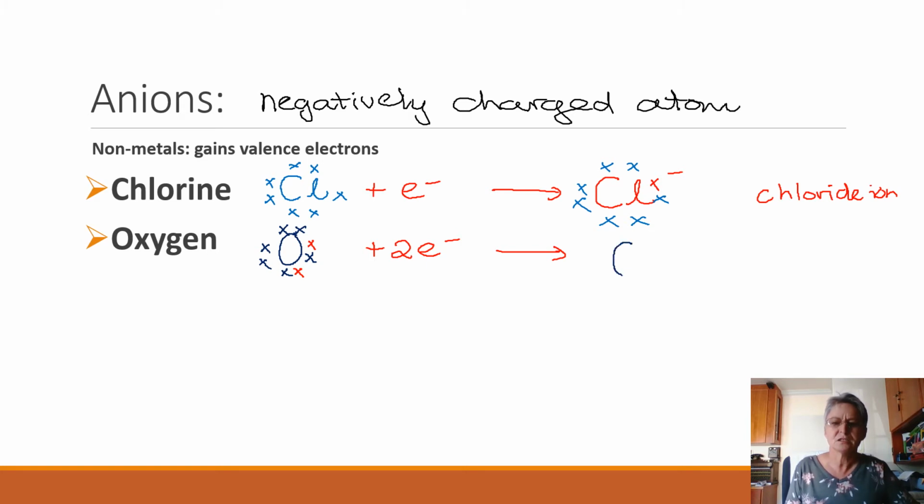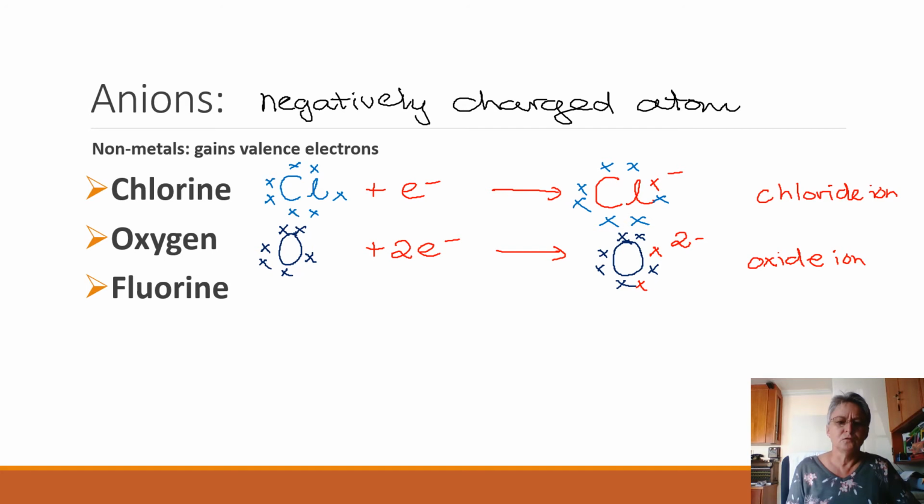So the oxide ion will have the 2 extra electrons. That gives it a negative charge, 2 negative charge. So the 2 extra electrons give it a 2 negative charge, and it's called the oxide ion, which is an anion.